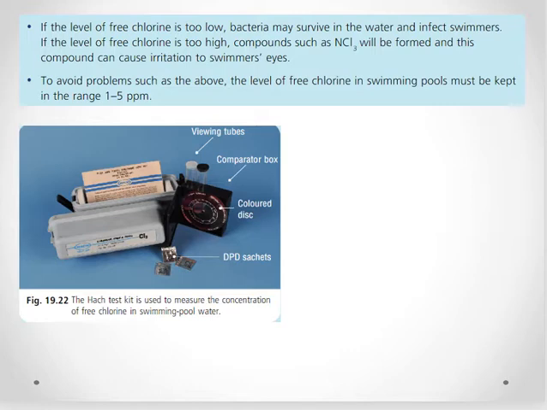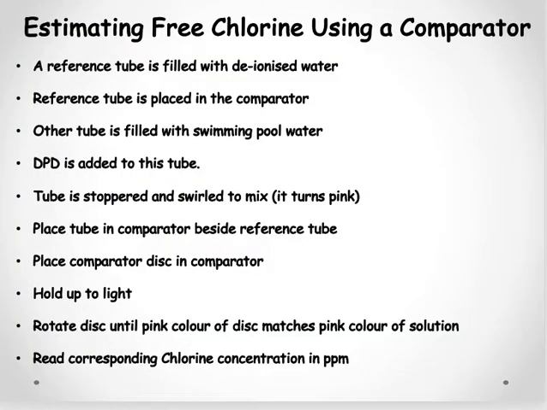Now, to detect then the level of free chlorine in the water, you could use this Hach test, and that Hach test kit is based on a comparator, and I'll just go through how a comparator works here. So you have a reference tube and you fill that with deionized water, and that's for comparison. You put that into your comparator, then you fill the other tube with the swimming pool water that you want to analyse, and you add some DPD from a little sachet that comes with it, and the DPD will react with the chlorine to form a coloured compound.